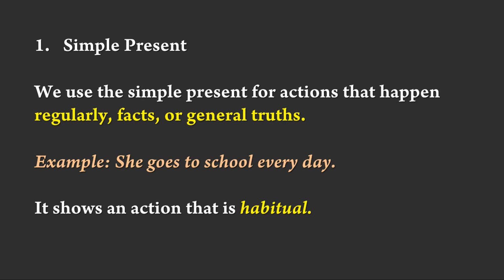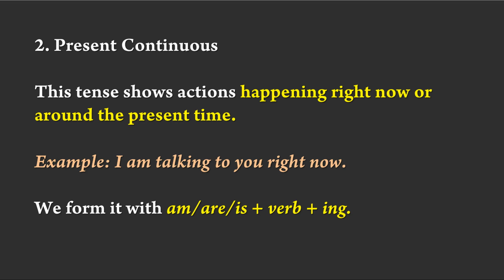1. Simple present. We use the simple present for actions that happen regularly, facts, or general truths. Example: She goes to school every day. It shows an action that is habitual. 2. Present continuous. This tense shows actions happening right now or around the present time. Example: I am talking to you right now. We form it with am/are/is plus verb plus -ing.